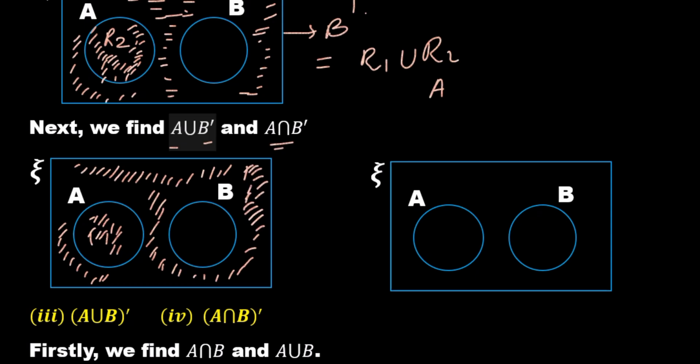In case of intersection, what is the common of B complement with A? This is simply A. You can see here B complement consists of two parts, R1 and R2. R2 is itself set A, so when you take its intersection with set A, it just consists of set A. So A intersection B complement is simply equal to set A here.